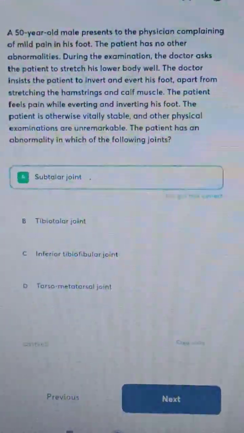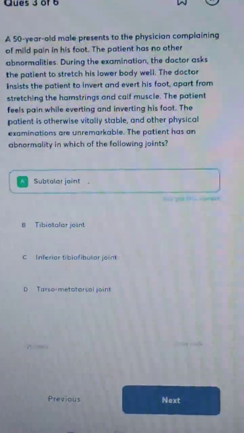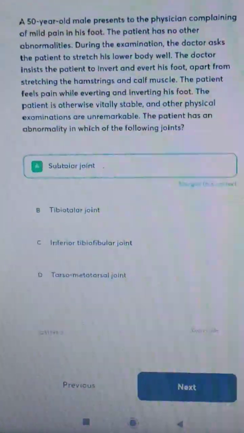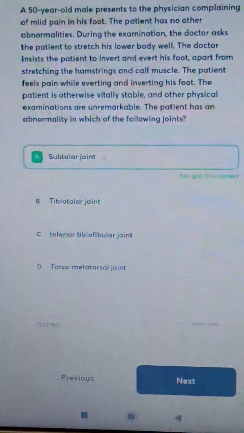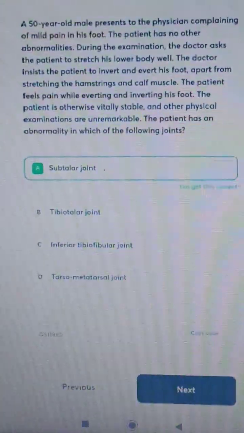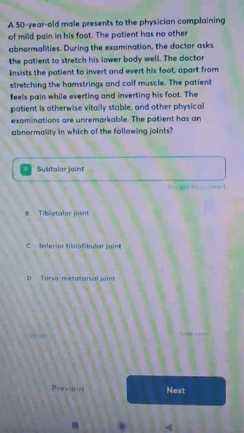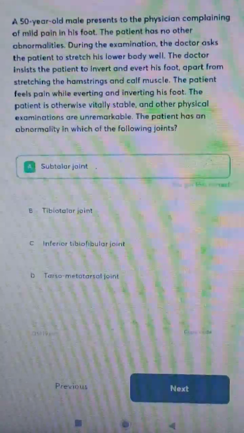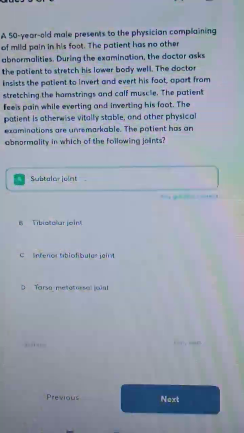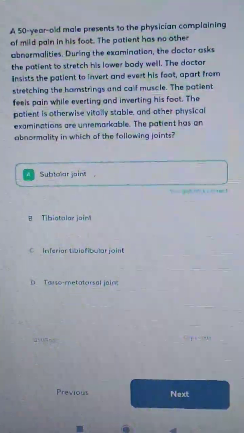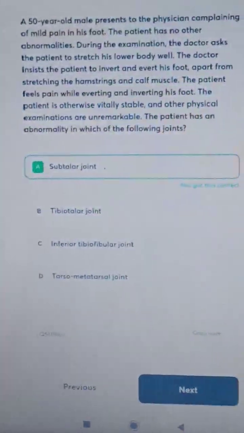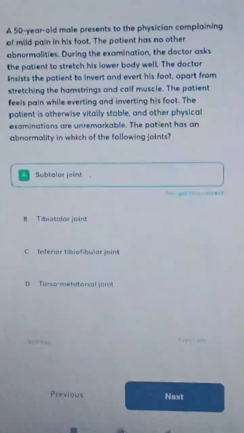A 50-year-old male presents to the physician complaining of mild pain in his foot. The patient has no other abnormalities. During the examination, the doctor asks the patient to stretch his lower body well. The doctor asks the patient to invert and evert his foot. Apart from stretching the hamstrings and calf muscle, the patient feels pain while everting and inverting his foot. The patient is otherwise vitally stable and other physical examinations are unremarkable.